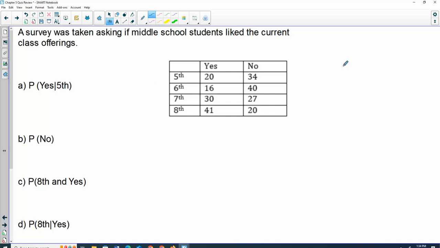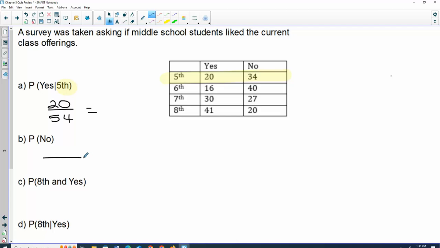A survey was taken asking if middle school students like the current class offerings. So the probability of yes, given they were 5th. So if I say they're given 5th, that's all I'm looking at. How many people were in 5th grade? How many of them said yes? 20. Is it okay if I don't divide these?